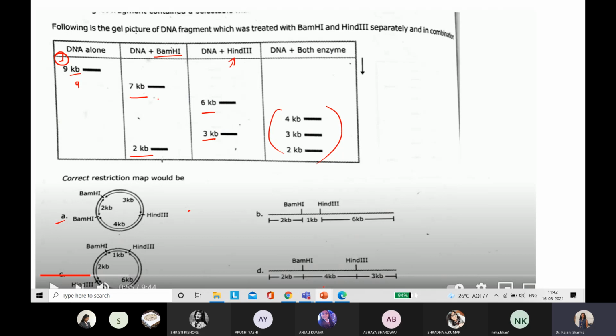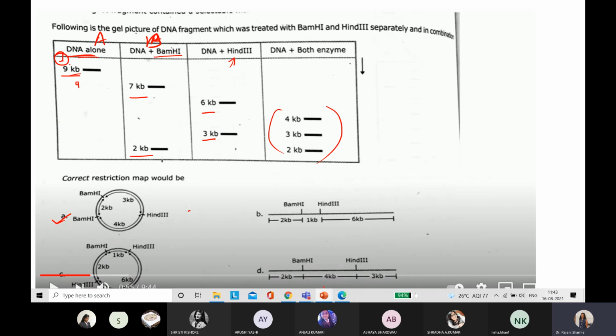It's very easy. Sister, your answer, option A, is correct. Now, first, what it is showing. It is already said that DNA alone, without any restriction endonuclease, is 9 kb. Here two options are given: one is circular DNA and another is linear DNA. From here, this is lane A, lane 2, lane B.